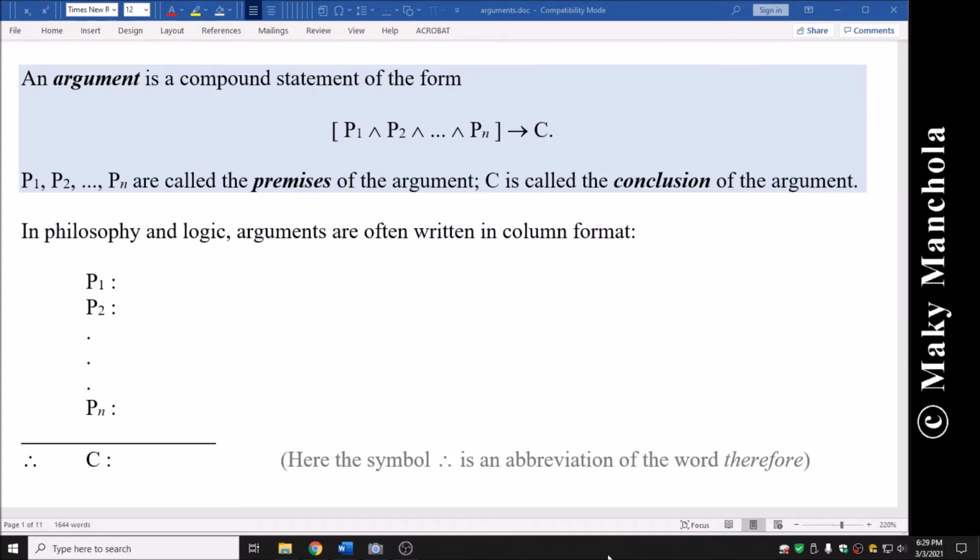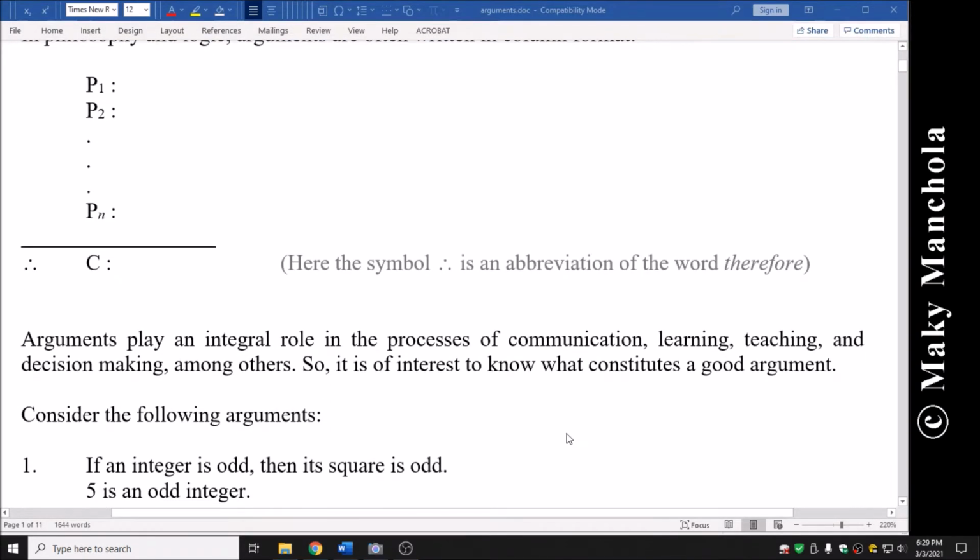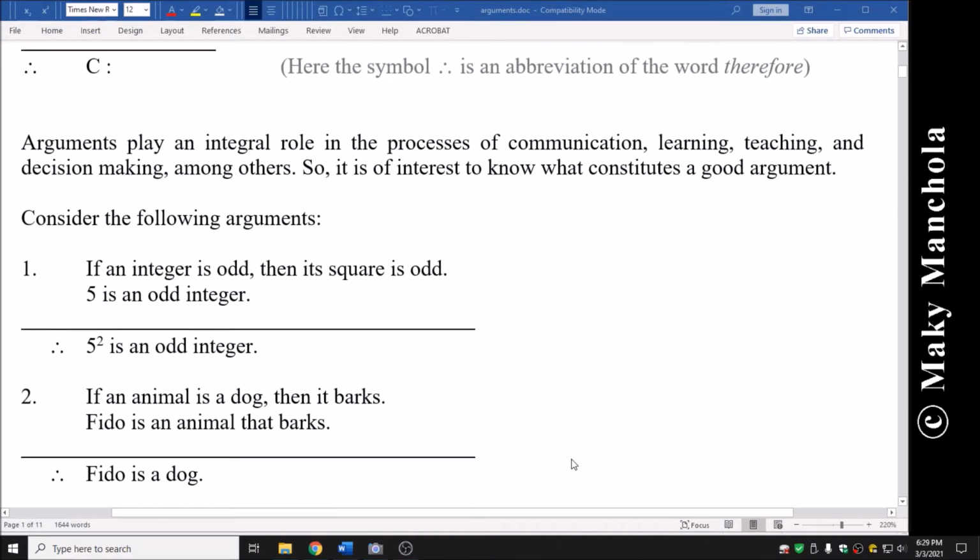Let's look at a couple of arguments now. Number 1. If an integer is odd, then its square is odd. 5 is an odd integer. Therefore, 5 squared is an odd integer. 2. If an animal is a dog, then it barks. Fido is an animal that barks. Therefore, Fido is a dog.